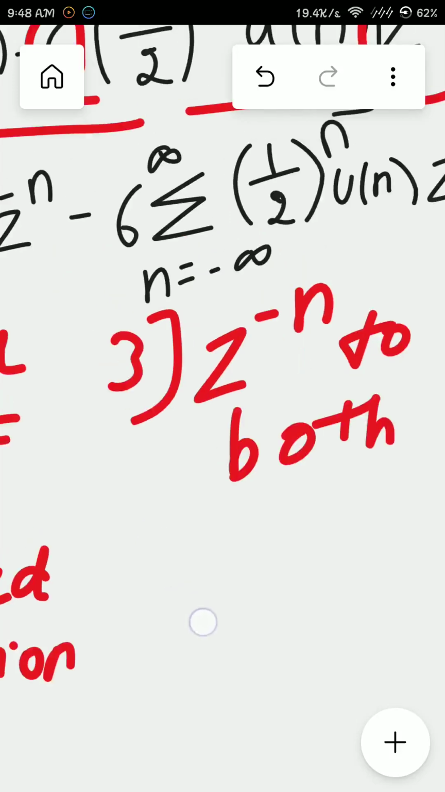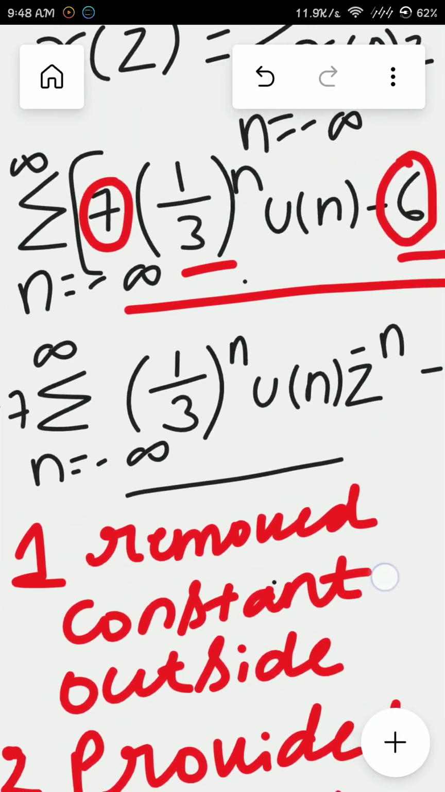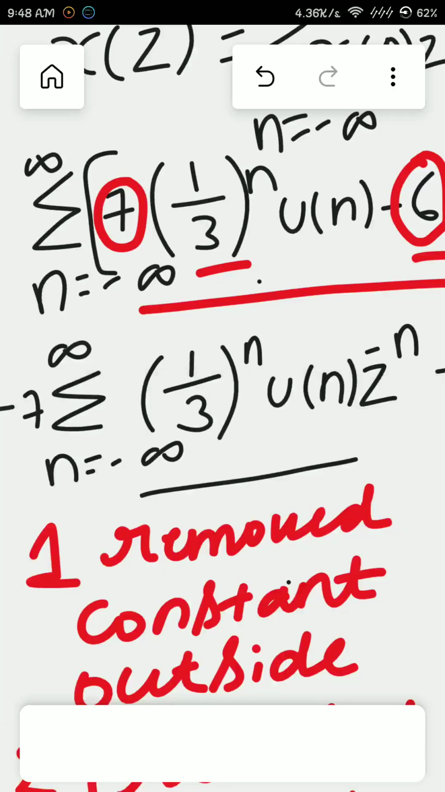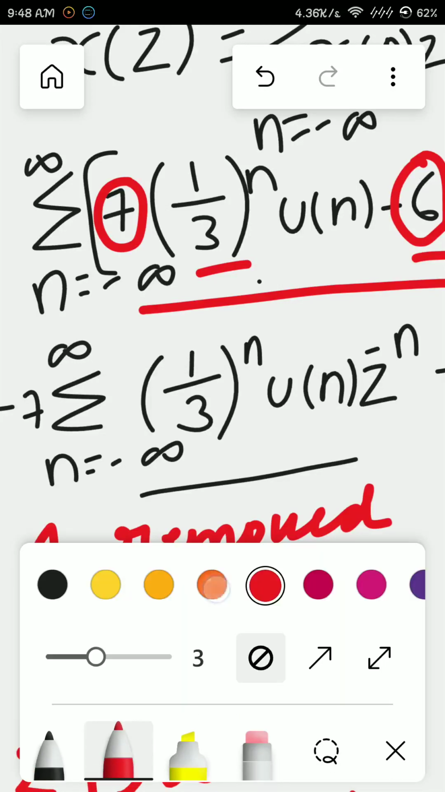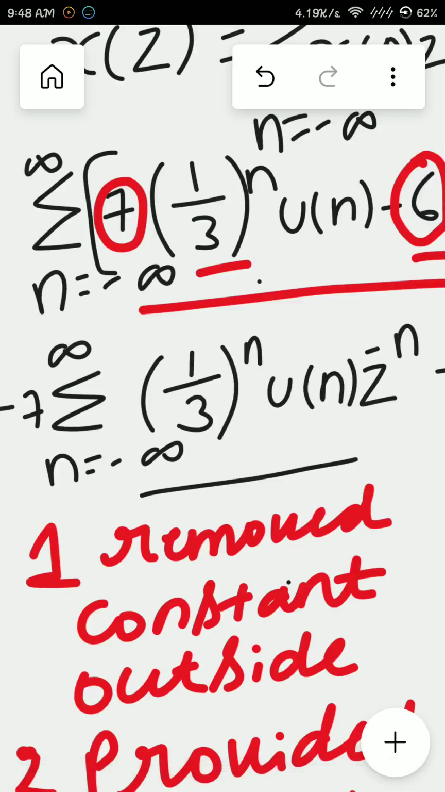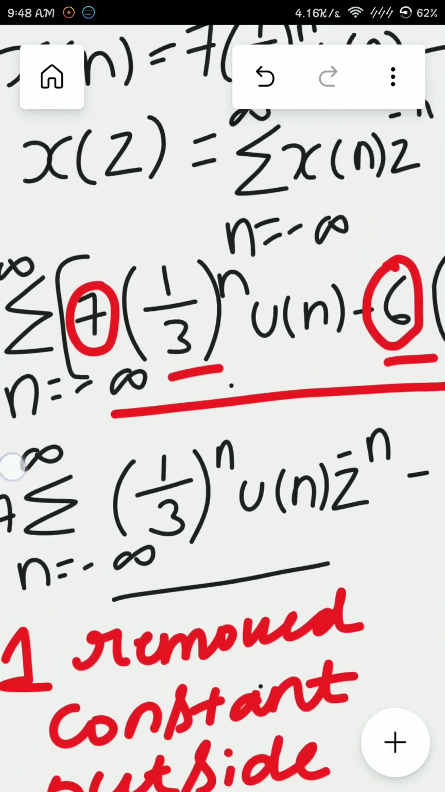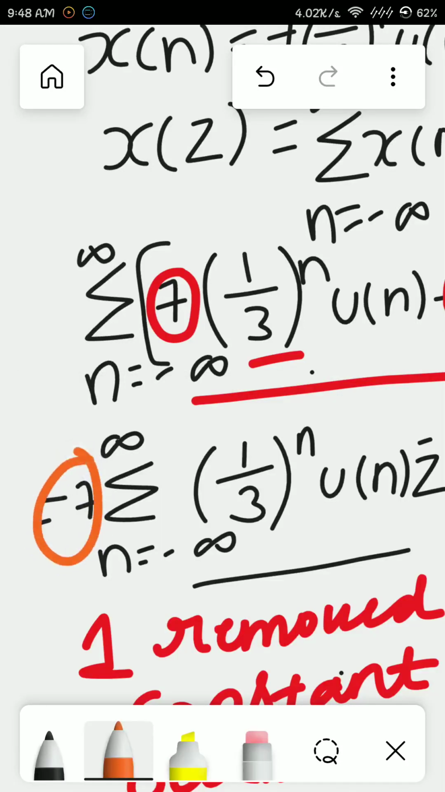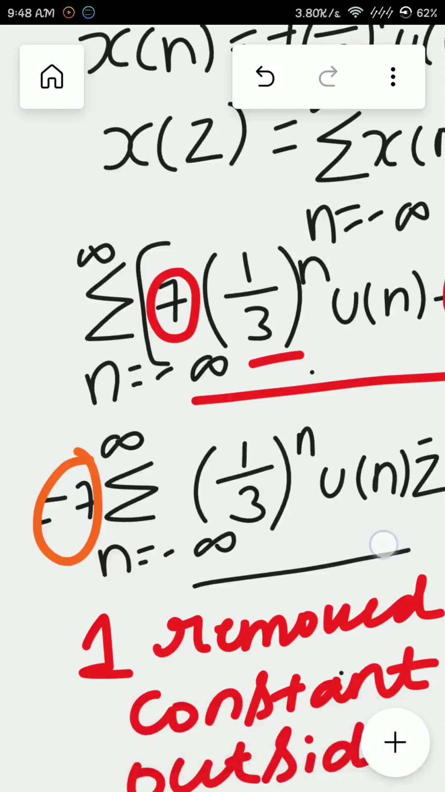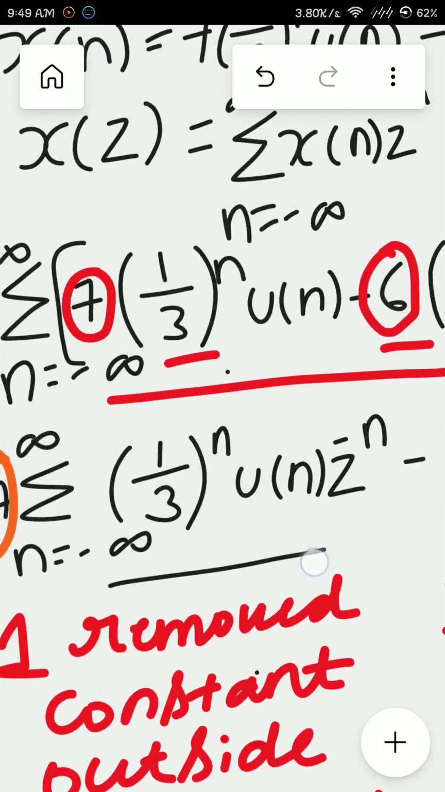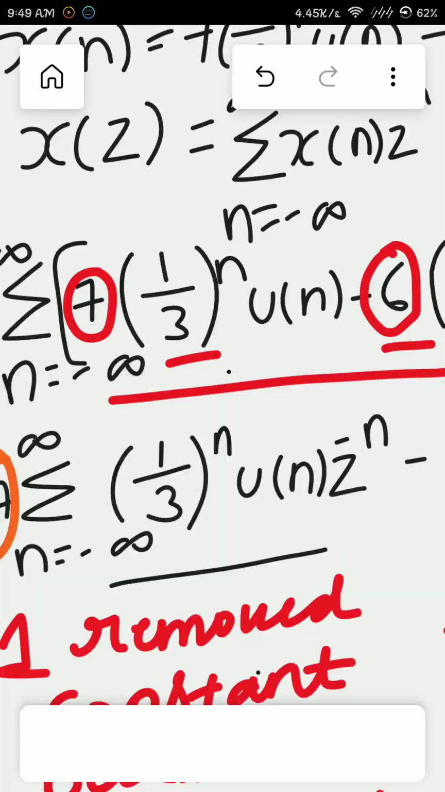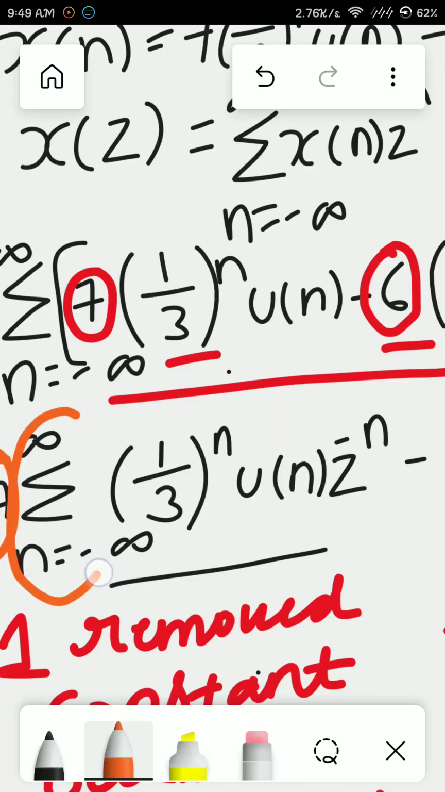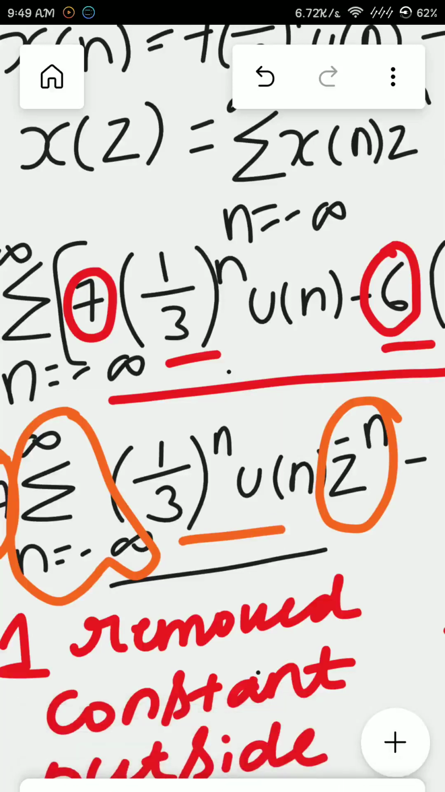So I will just showcase it here. See, this is my required equation. And what did I do very first? I just removed 7, that was a constant, outside. Then here you can see I provided summation for this particular term, and I multiplied z to the power of minus n to this (1/3)^n into u[n], right?